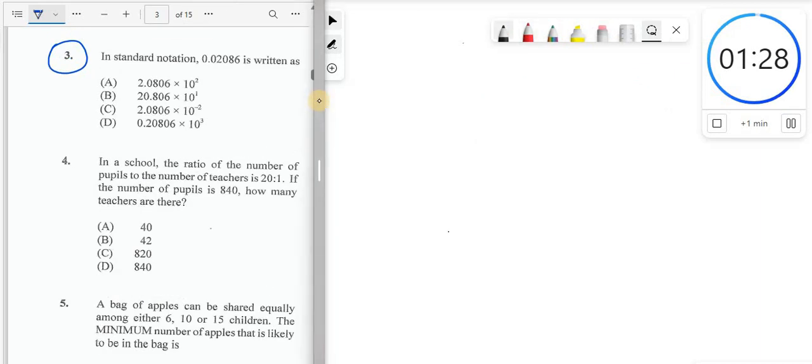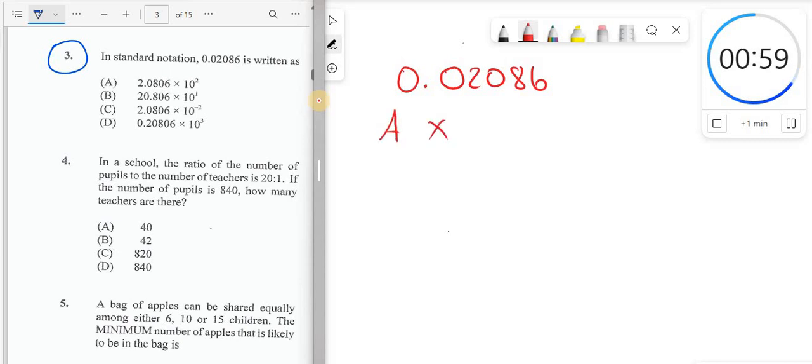Alright, now question 3. In standard notation, we have the number 0.02086. Now I want to write this number in standard notation. Another name for scientific notation, also called standard form. It must be written as a number between 1 and 10, multiplied by a power of 10. Now, where would we put the point?